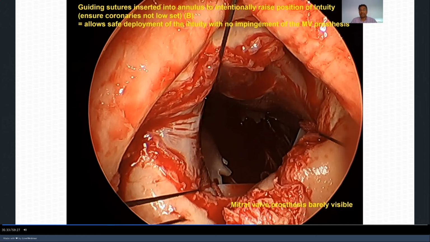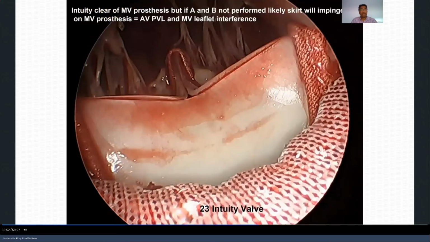Now, another trick that I tend to do is with the three nadir sutures that are inserted: rather than inserting them below the annulus, I tend to insert them at the level of the annulus. This is sort of increasing the height of the implant, something similar to transcatheter valves, to try and reduce pacemaker rates. Now, you can only do this provided the coronaries are set high. And then the valve is implanted in a standard fashion.